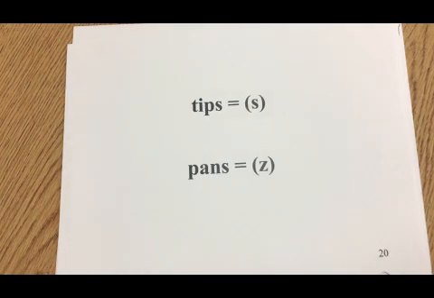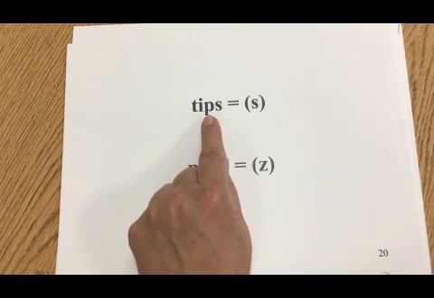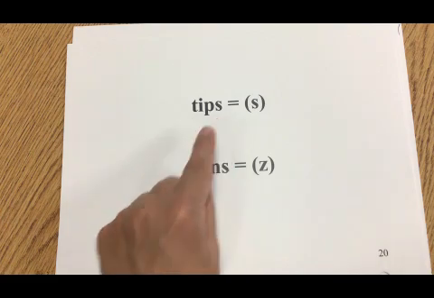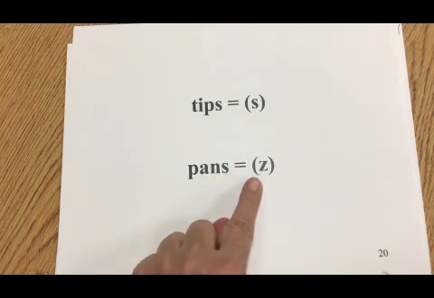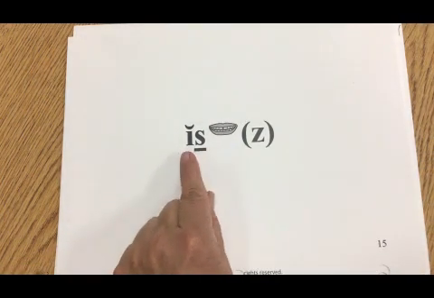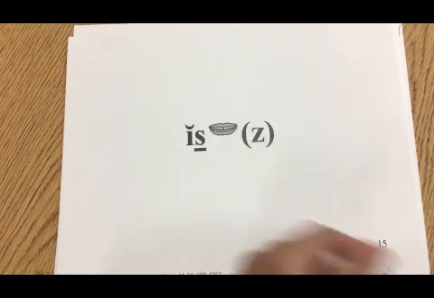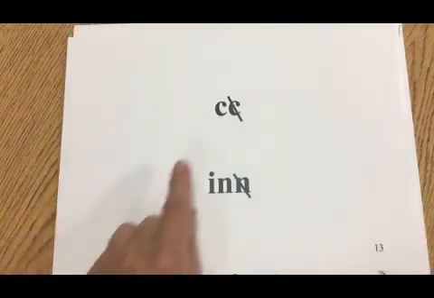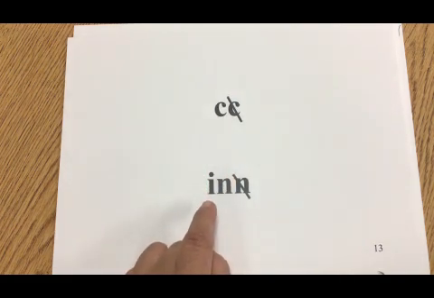Suffix S has two sounds. If it comes after an unvoiced consonant, then the S is unvoiced, as in tips. If S comes after a voiced consonant, then the S makes a Z sound, as in pans. S after a short vowel says Z, as in is. Two like consonants side by side, mark one out as sound will hide.